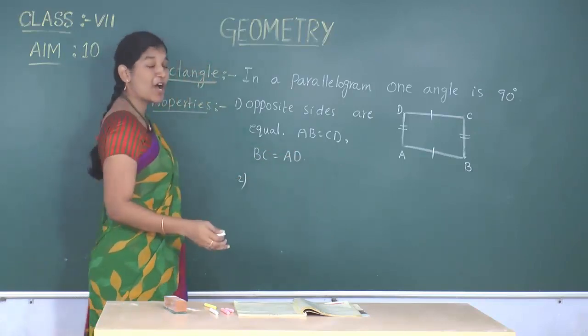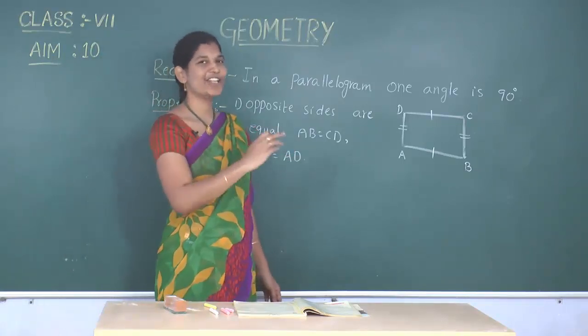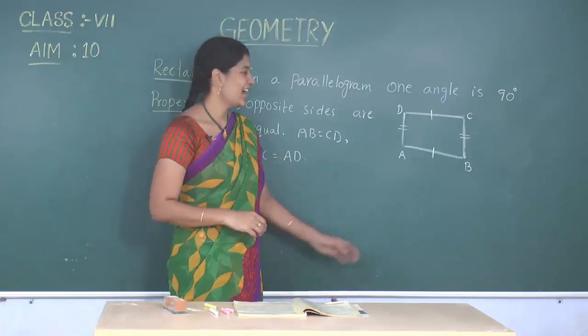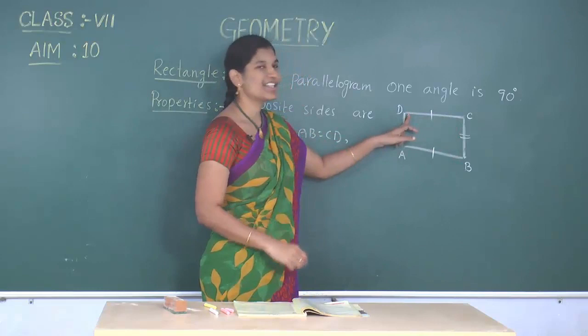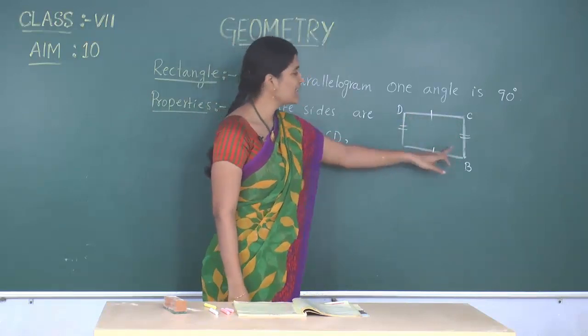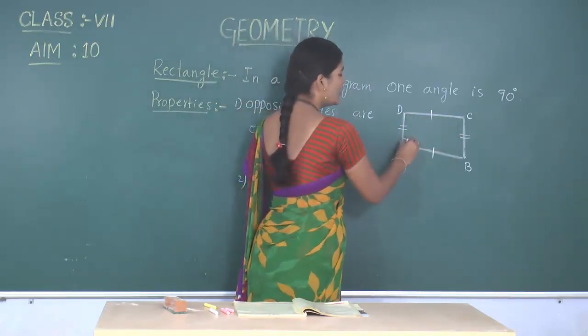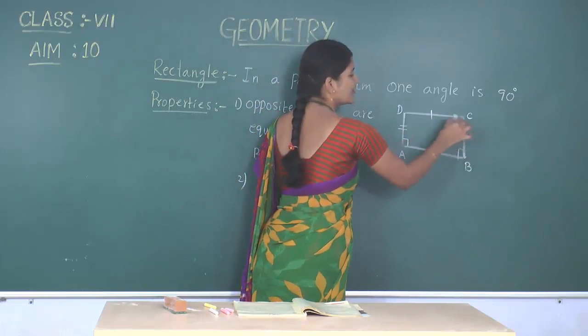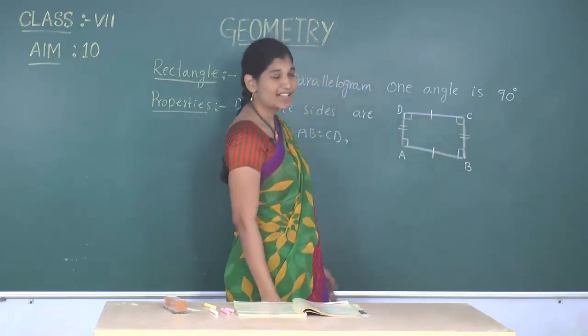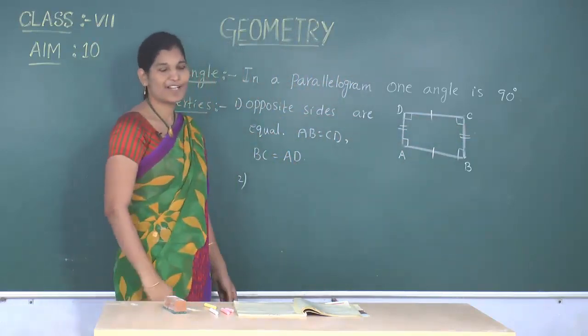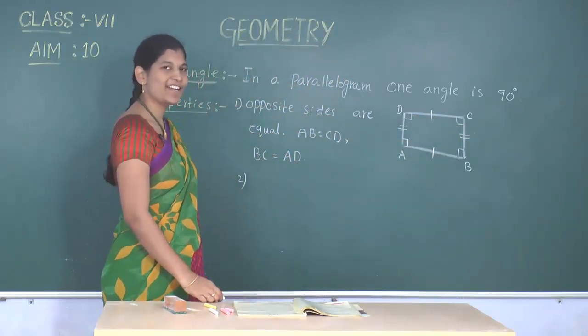And the second one, opposite angles are equal. Not only opposite angles, and here if you take any angle, each angle is equal to 90 degrees. Here 90, here 90, here 90. All angles will be 90 only. If you observe opposite angles, they are also equal. Simply we can say all angles are equal here. Each angle representing 90 degrees.